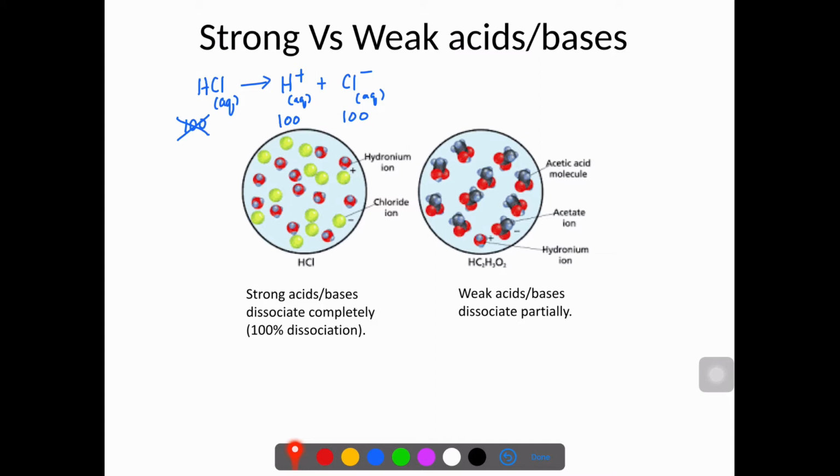So remember, hydrochloric acid doesn't contain those HCl molecules anymore. We have protons and chloride ions in a bottle of hydrochloric acid.